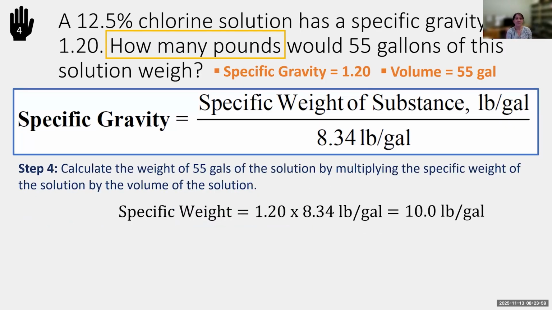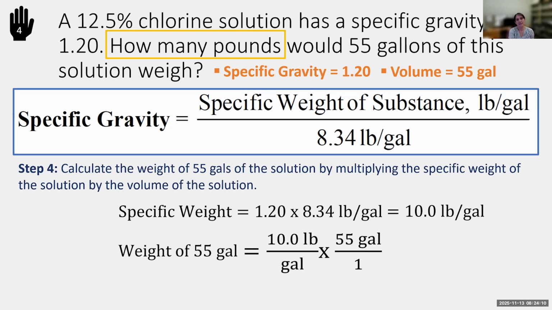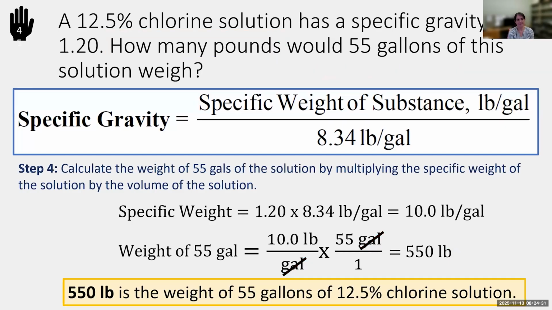In order to figure out how much 55 gallons of our solution weighs, we're going to multiply the specific weight that we just calculated by the volume of the solution. So to get the weight of the 55 gallons, we take that 10.0 pounds per gallon and multiply it by 55 gallons. The gallons cancel each other out, and we get an answer of 550 pounds. Our answer is in pounds, and we were asked to calculate pounds. So 550 pounds is the weight of 55 gallons of 12.5% chlorine solution.